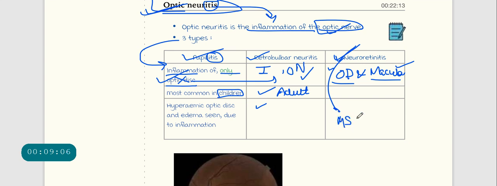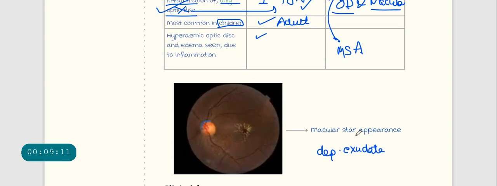Let's see an image. This is the macular star appearance that you are going to see, and it is due to the deposition of exudate around the macula. This deposition of exudate in the macula leads to the macular star appearance. You can see such a star.